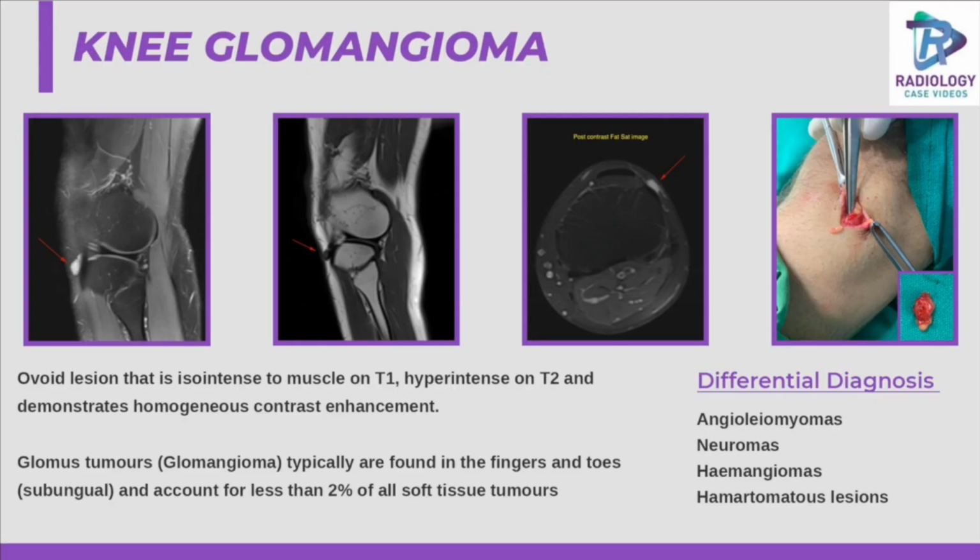Glomangiomas are glomus tumors and are typically found in fingers and toes and account for less than 2% of all soft tissue tumors. The lesions are generally T1 hypointense, T2 hyperintense, and show homogeneous contrast enhancement. The differential diagnosis for these lesions are angioleiomyomas, neuromas, hemangiomas, and hematomatous lesions. Generally, complete surgical excision is the treatment of choice.